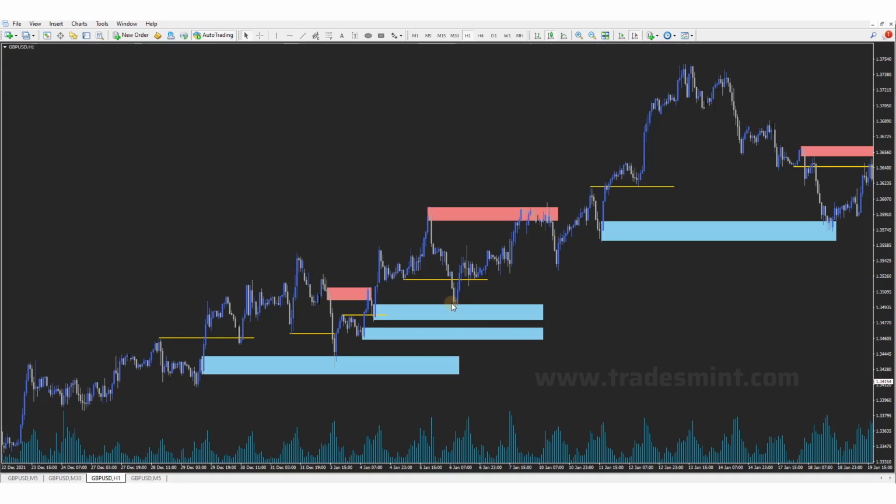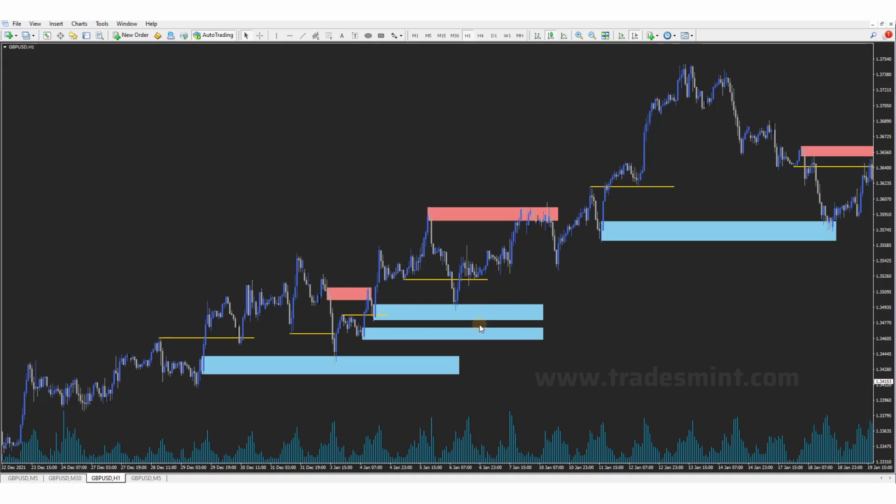This is the same with supply. If we have two supply zones very close to each other, just a few pips on the higher time frame, there's a big probability that there will be a spike or one big candle, or even a continuation of the move to the lower or higher zone. Please keep this in mind. This is very important.